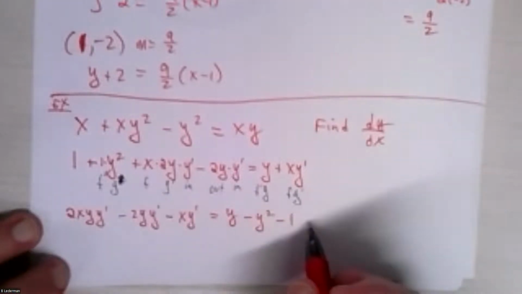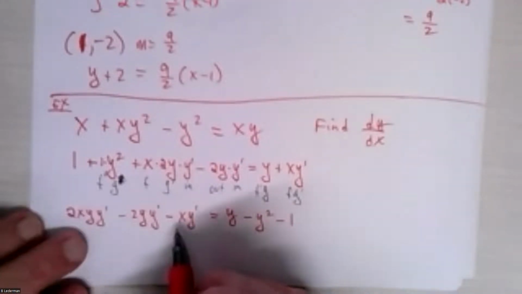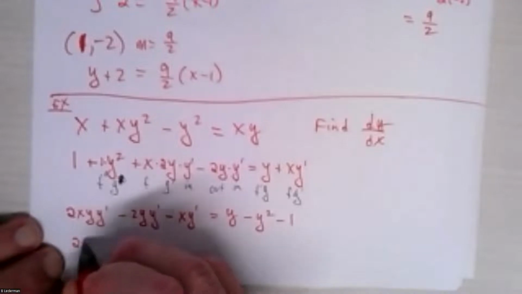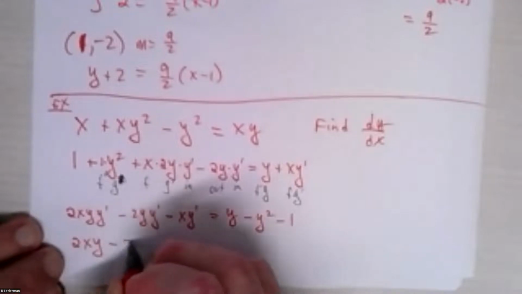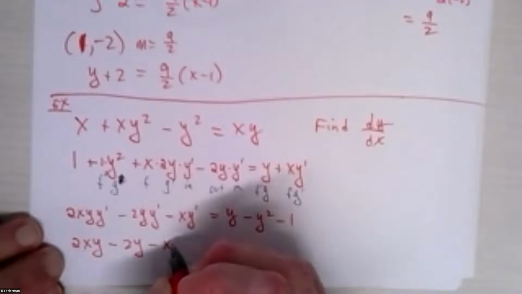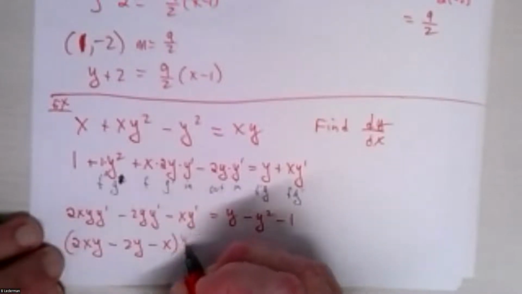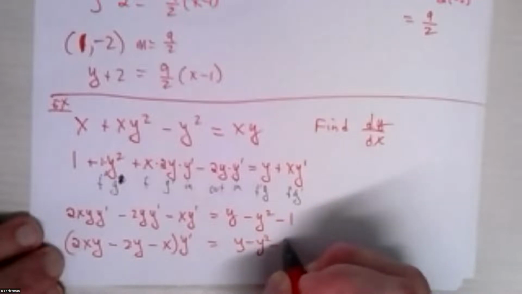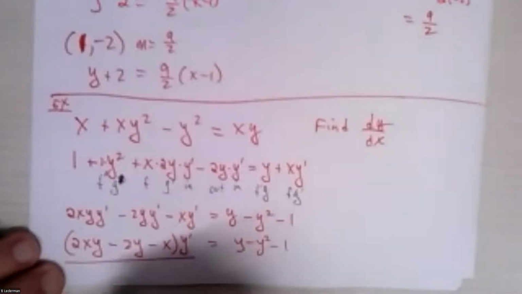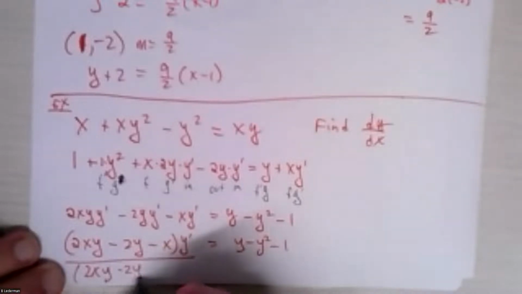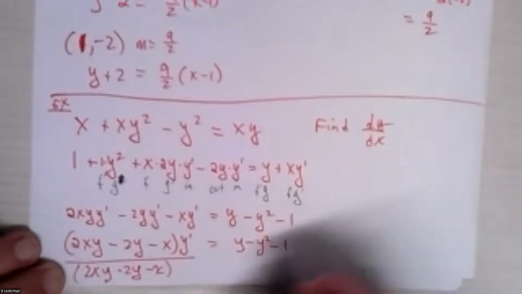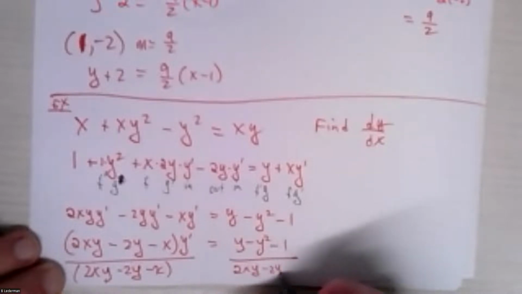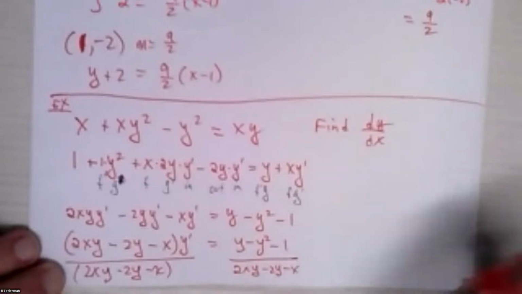Anything which does not have the y prime goes on the right side. Now I'm going to factor out the y prime. So I have 2xy minus 2y minus x, all that times y prime equals y minus y squared minus 1. Now we're going to divide both sides by 2xy minus 2y minus x. And that's my final answer.